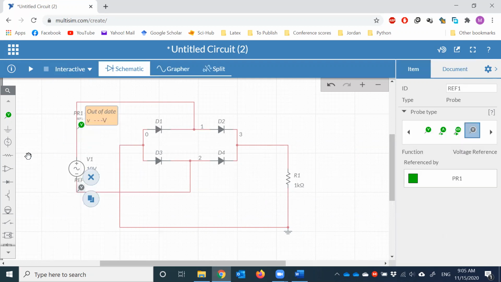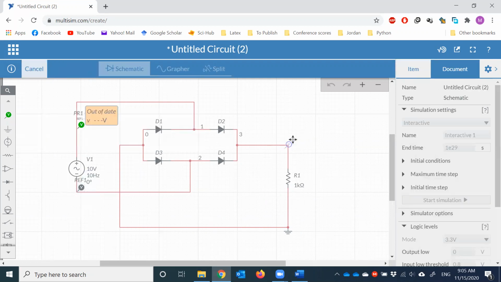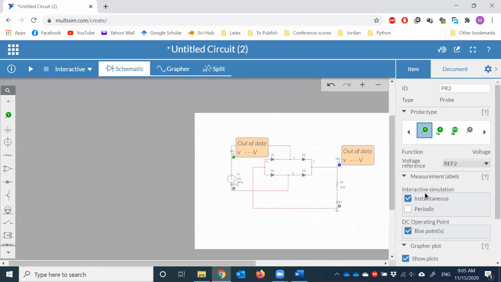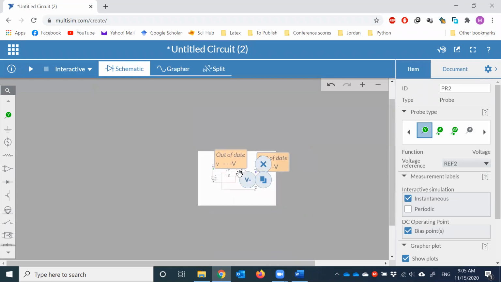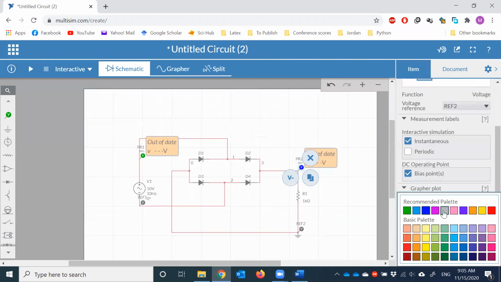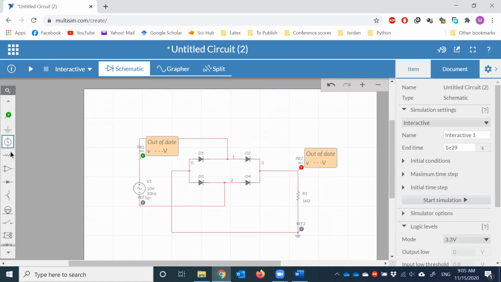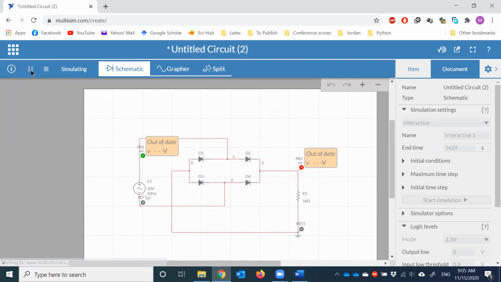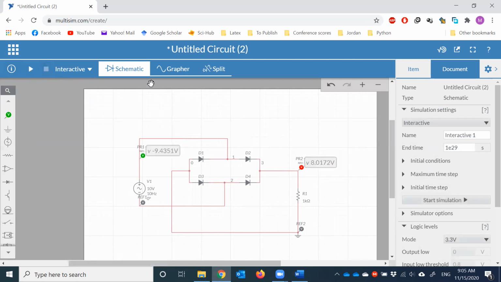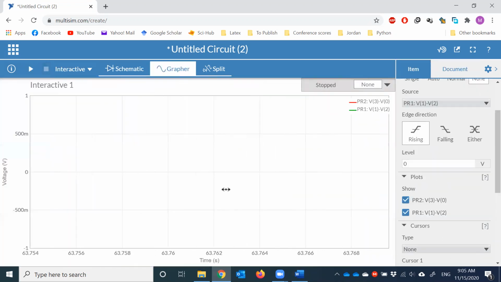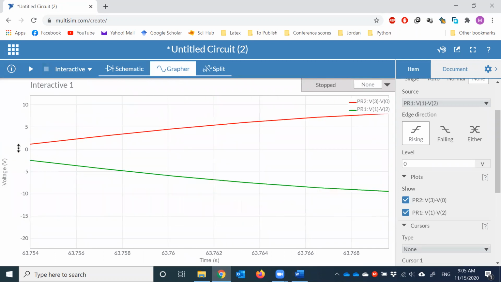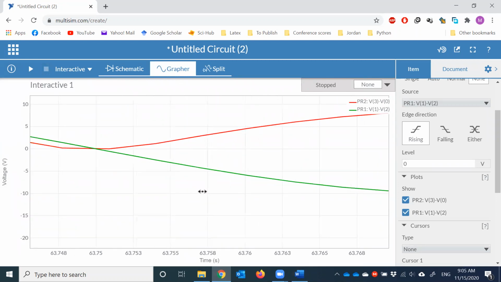So the input is the green one. The output is the blue one. And I think you can modify the color, like here. Sorry. Yeah, there you go. So you can make it red. Okay, run the simulation. It's working fine. Stop, go to the grapher. Again, you have to play with the x-axis and y-axis. There you go.